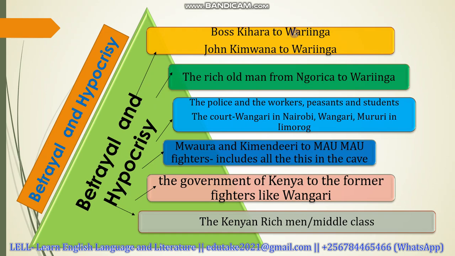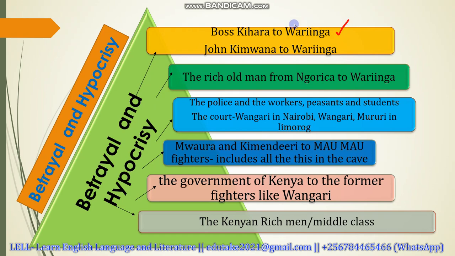So the first case of betrayal and hypocrisy is actually Boss Kara to Waringa. It is big betrayal that Boss Kara does not respect the trust that Waringa has as an employee of his company. Instead, he wants to begin looking into the private sector. Yes, I hope you understand that. The private sector of Waringa; he wants to have sex with her.